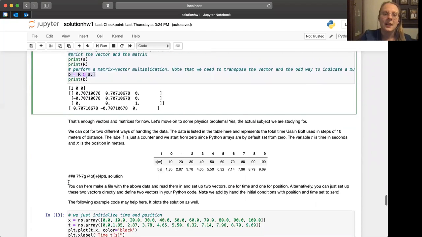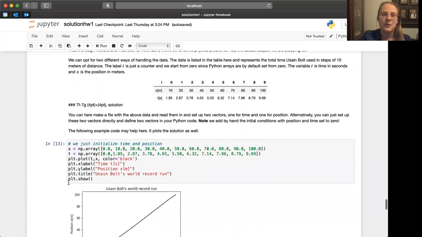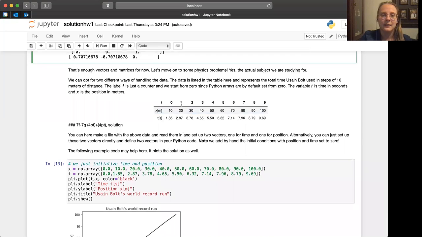So moving on to the last part here. The last part wants you to analyze this data and do some calculations with it. So this data gives you the x position of the runner Usain Bolt at different times. And from this data, you need to calculate the mean velocity, the total velocity, the mean acceleration, and the total acceleration. And I'll go through what those mean.